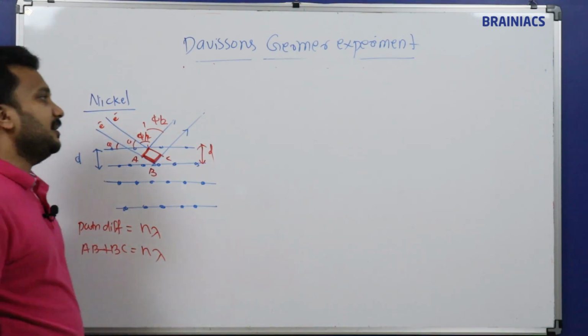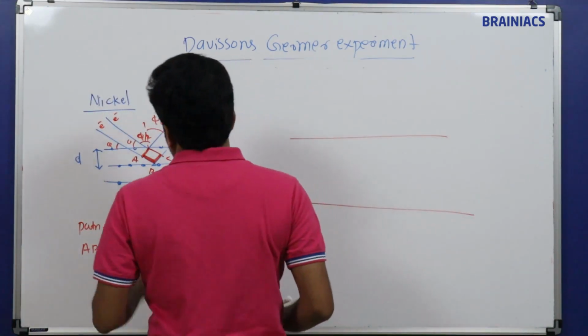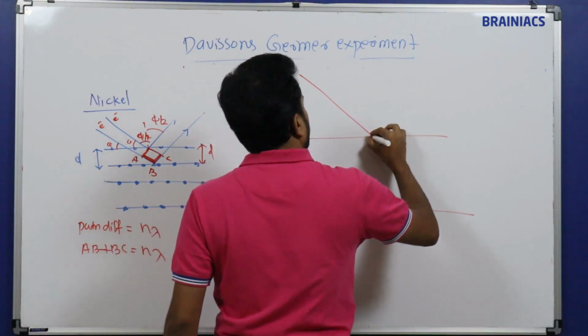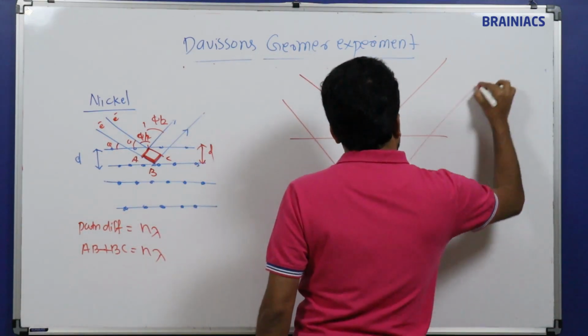Now this area alone, I am just zooming and drawing it over here. So the first ray is coming and going like this, and the second ray is coming exactly and going like this.